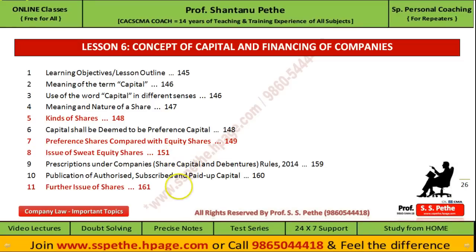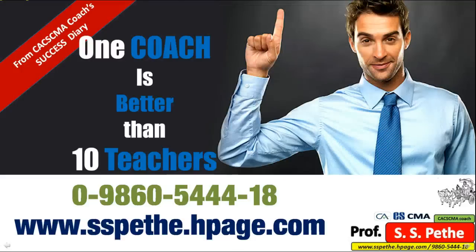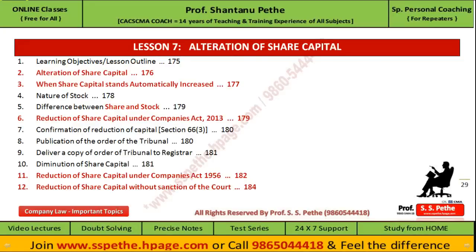Then further issue of share, that is the right shares. After that, bonus shares, employee stock option scheme. And lastly, the issue of shares on preferential basis. These are the important topics. Now let's move to chapter number 7, that is alteration of share capital. The first two topics of this are very important, that is alteration of share capital.